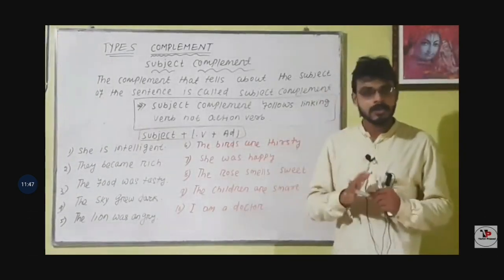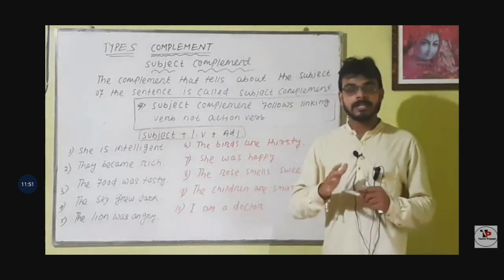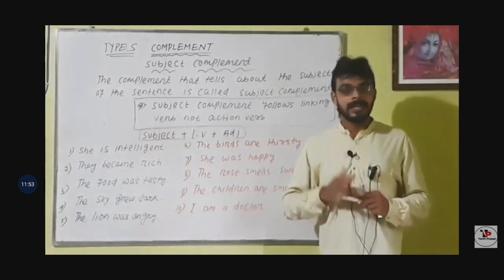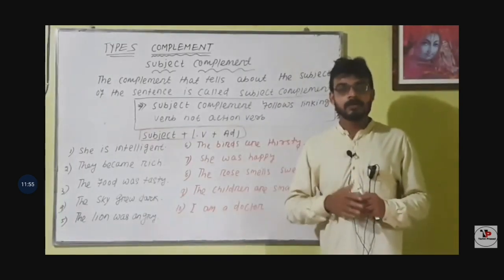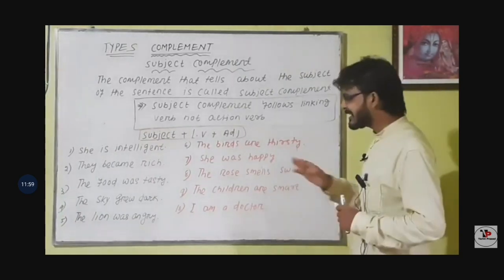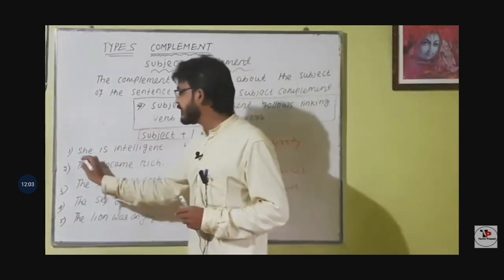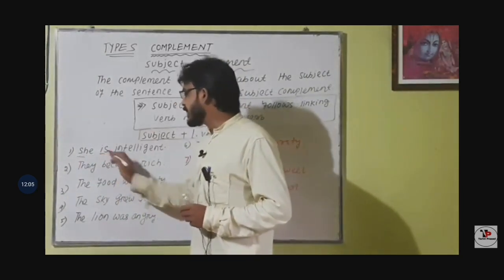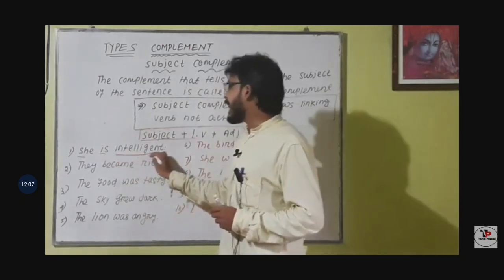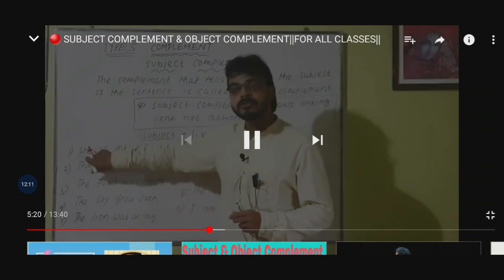If you have not watched the linking verb video, you can go to the playlist section and watch. You can easily see linking verbs like be and become, and you will get a complete idea about these basic patterns. Okay. She is intelligent. So here she is the subject, is is the linking verb, and intelligent is an adjective, which tells about the subject.